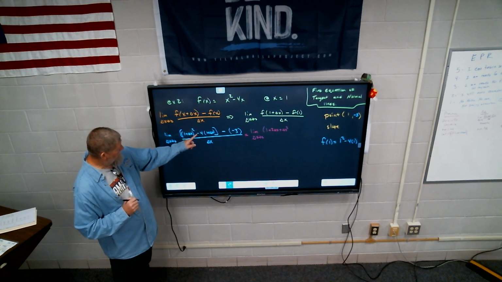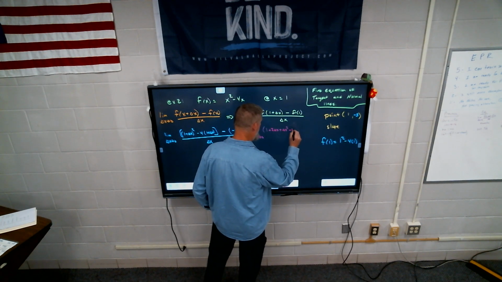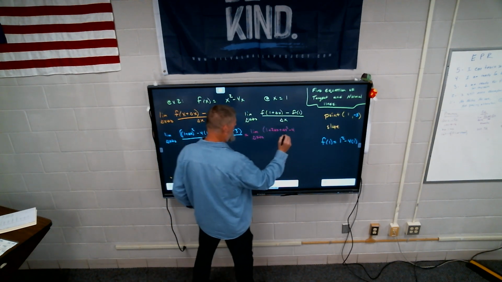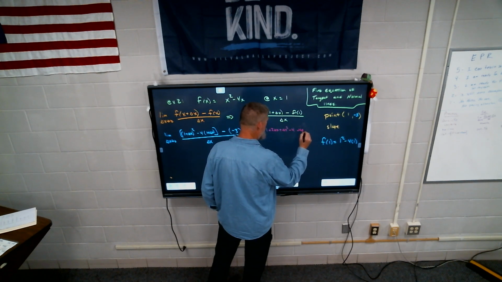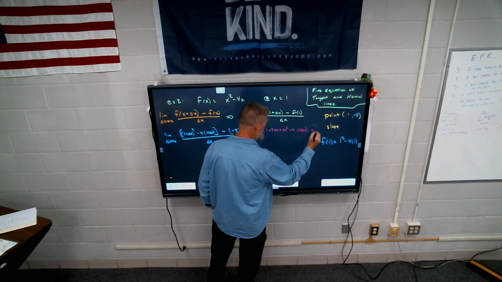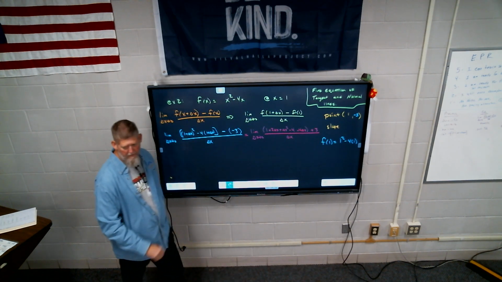Distribute out the 4. So negative 4 times 1 is going to be minus 4. Negative 4 times delta x is negative 4 delta x. And then minus negative 3 is plus 3. So that's just a matter of multiplying everything out.